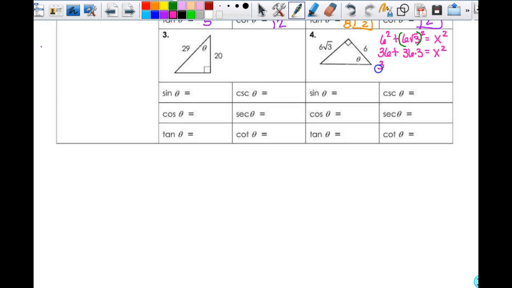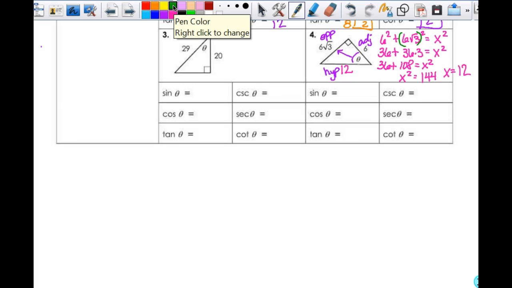So this gives me 36 plus, what's 36 times 3? 108 equals x squared. So 36 plus 108 is 144. Good. That means that x is equal to 12. Okay. So the hypotenuse there is 12. So then here's my theta. This is the opposite side. This is my hypotenuse. This is adjacent. Okay. Everybody. So then I'm going to figure out my ratios here.